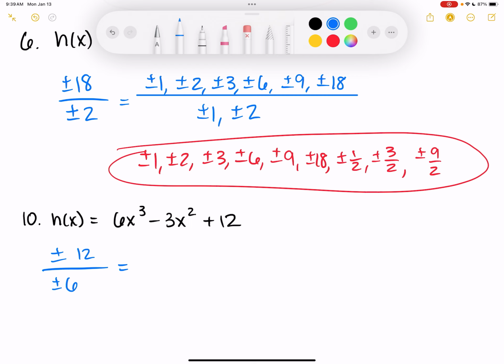This one's going to have a lot. All right, factors of 12: 1, 2, 3, 4, 6, 12.